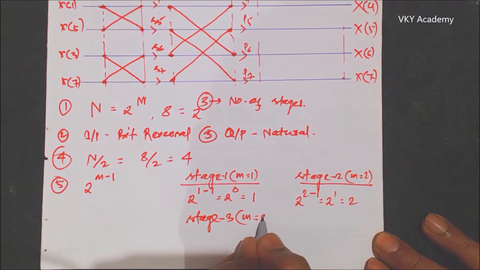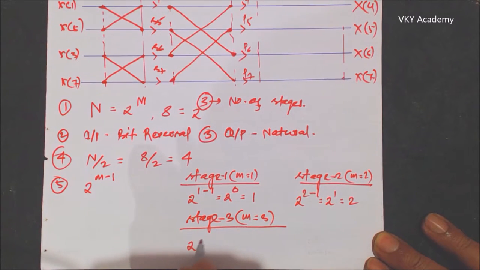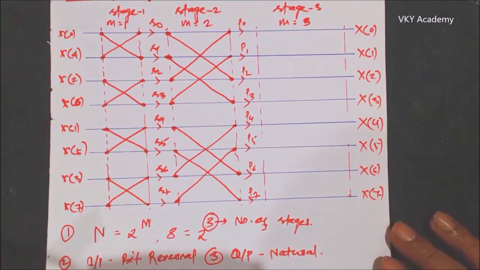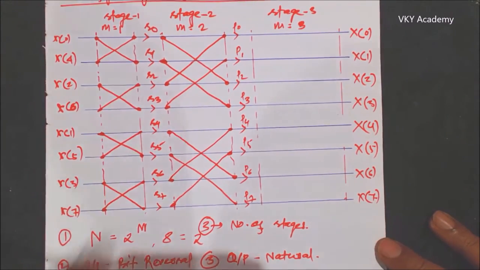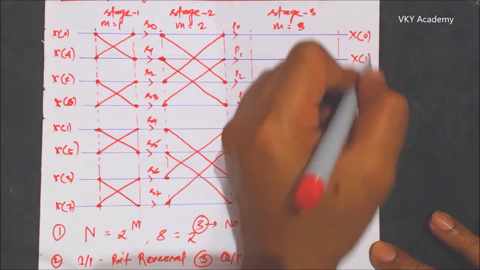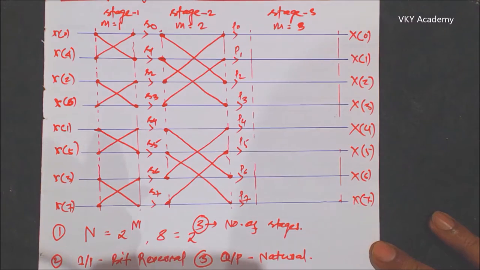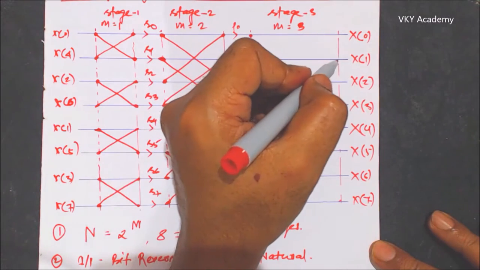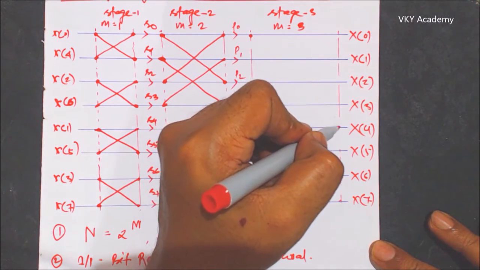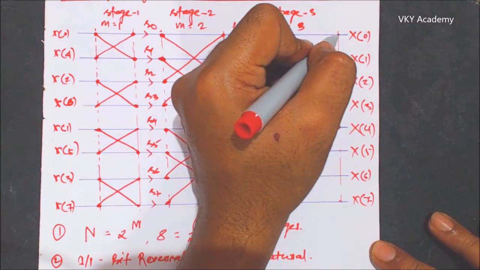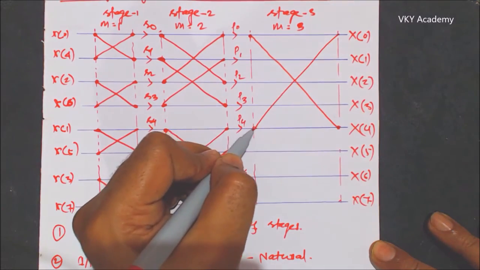For stage 3, my small m will be equal to 3. So 2 to the power 3 minus 1 is 2 to the power 2, which is equal to 4. So input and output of each butterfly must be separated by 4 number of samples. So as P0 to P7 is the input for third stage, and capital X0 to X7 is the final stage output. So start from P0, leave 4 points, 1, 2, 3, 4, join at the 5th point with the help of a straight line. Similarly, join this point with this point.